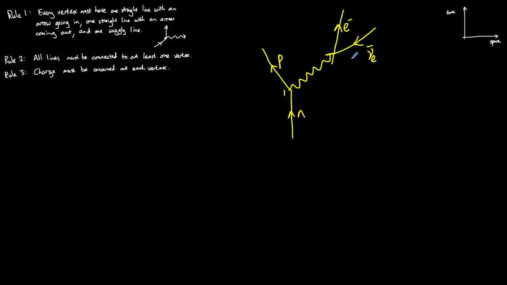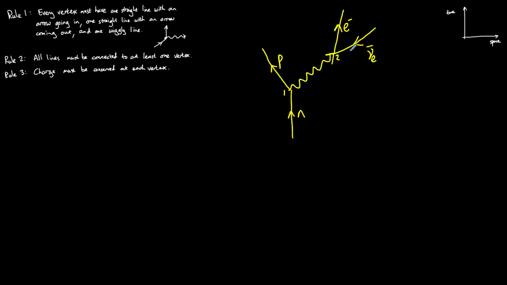Don't worry, this is another rule of Feynman diagrams. Antimatter particles will always travel in the opposite direction. They will always appear to be travelling backwards in time. That's just how they get represented on our diagrams.